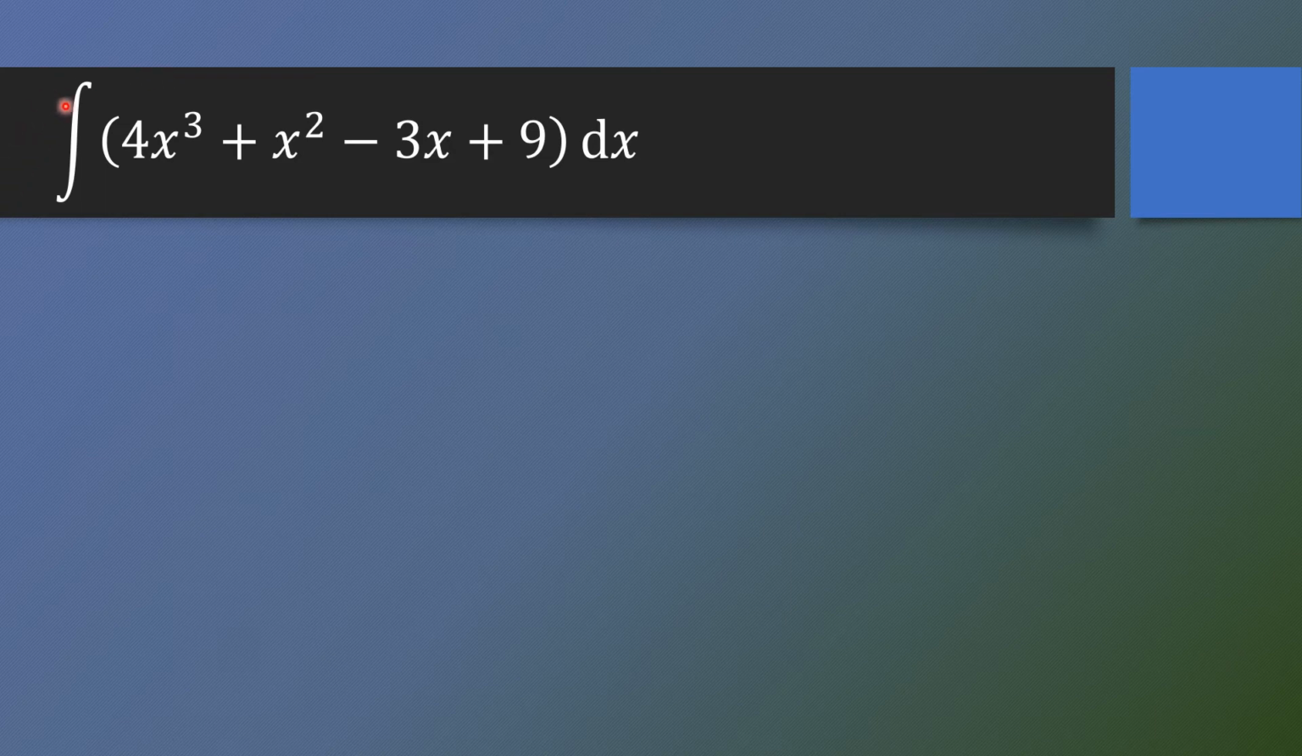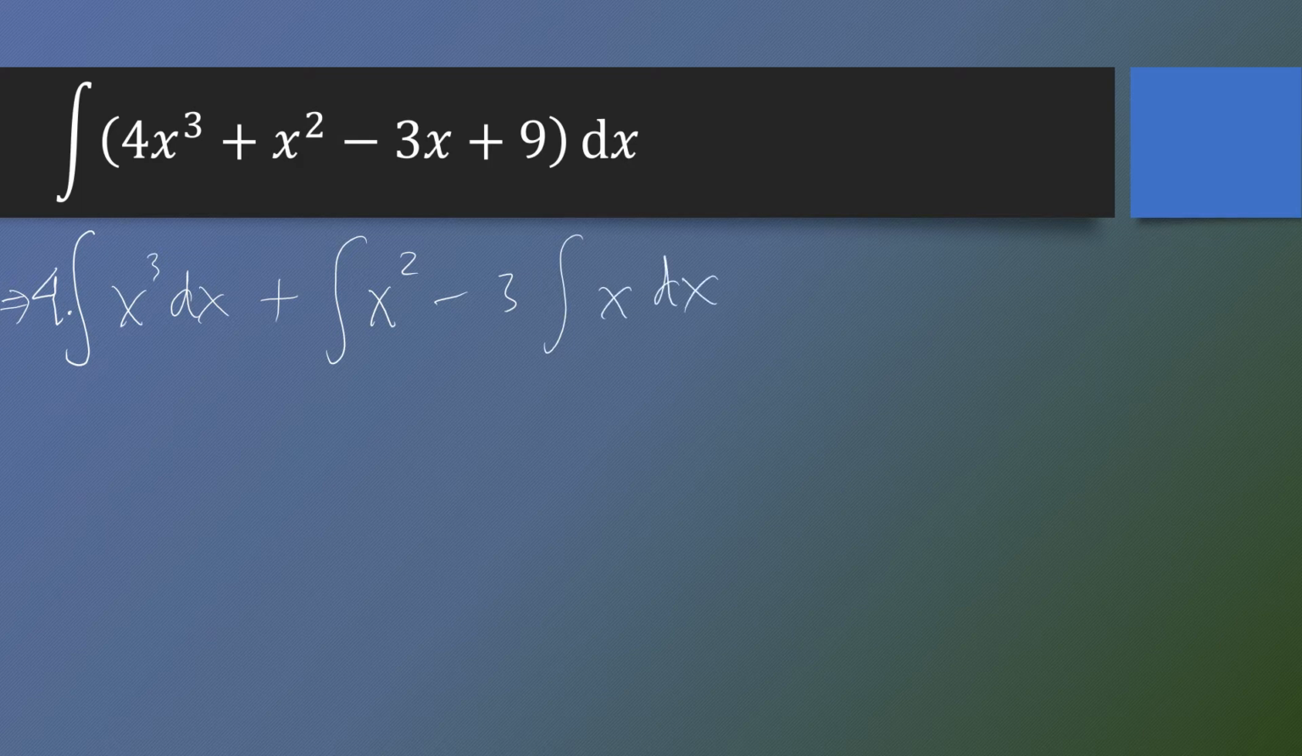Next question: what is the integral of 4x cubed plus x squared minus 3x plus 9 dx? Same as the previous problem, we have to use the sum rule or constant rule. So we can rewrite this expression like this: 4 multiplied by the integral of x cubed dx, plus the integral of x squared, minus 3 multiplied by the integral of x dx, plus 9 times the integral of dx.